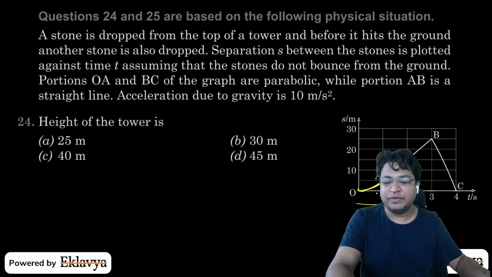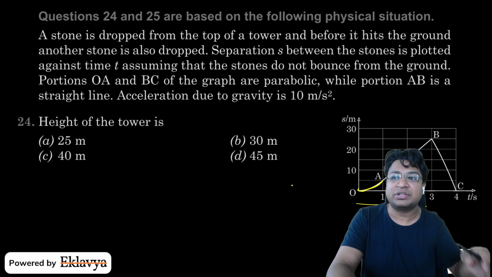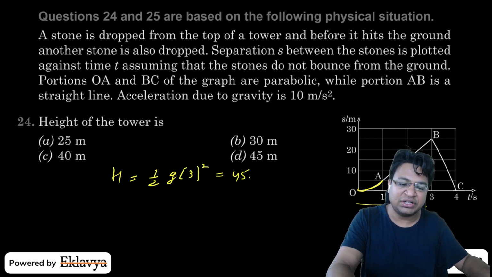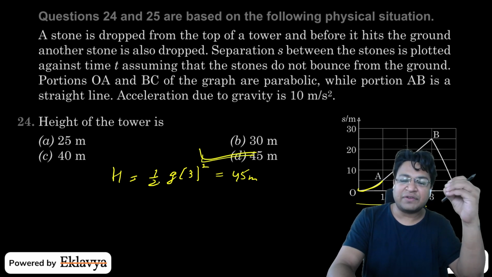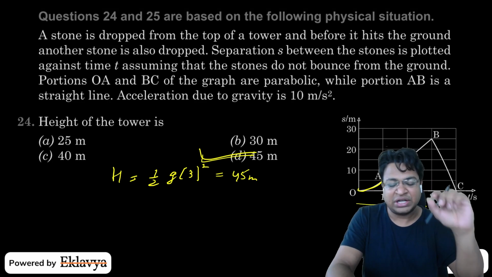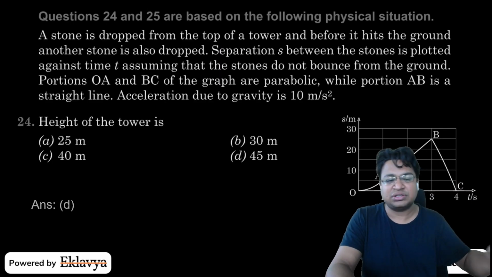So for the height of the tower, we know that we released the first stone, it fell for 3 seconds, and then it hit the ground. So we can say that h should be equal to half g into 3 squared, which will give us 45 meter. So the answer to this question would be 45 meter. That is G. The stone after releasing from the top of the tower takes 3 seconds to hit the ground. So that is the logic that we use for this question. Now coming to the next question, the answer of this would be D.